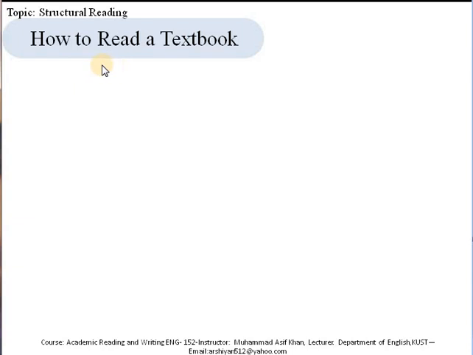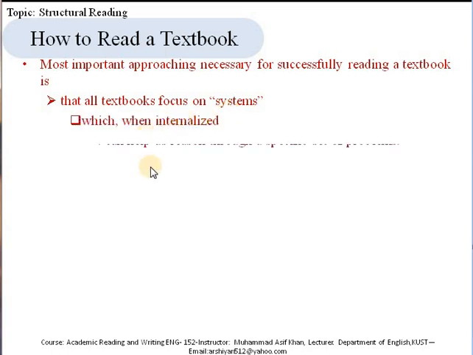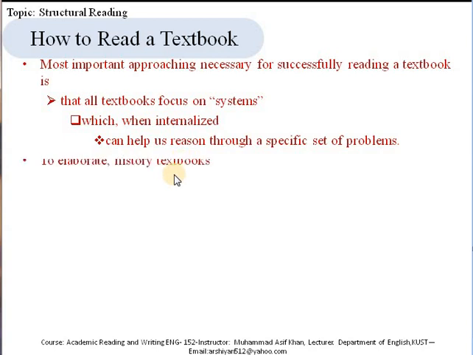If you know how to read a sentence or a paragraph, it becomes very easy to read a textbook. The first and most important insight necessary for successfully reading a textbook is that all textbooks focus on systems. And when we internalize those systems of meanings, it can help us reason through a specific set of problems. These very systems focus on a specific way of thinking about a special set of things.